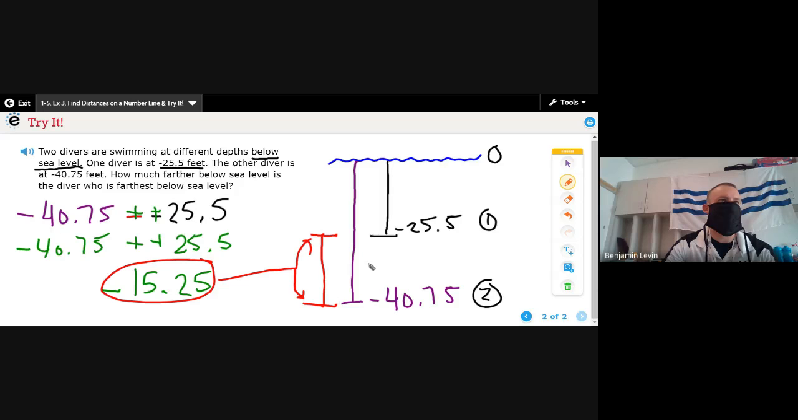Does that make sense? The difference, since it was the difference, we had to subtract initially, but since we are subtracting a negative, it became plus. Then we just do the problem, negative 40.75 plus 25.5, and there's our difference. Difference is 15.25. Fair enough? Easy enough? Questions? All right, let me go on. Let's go on to the next one.